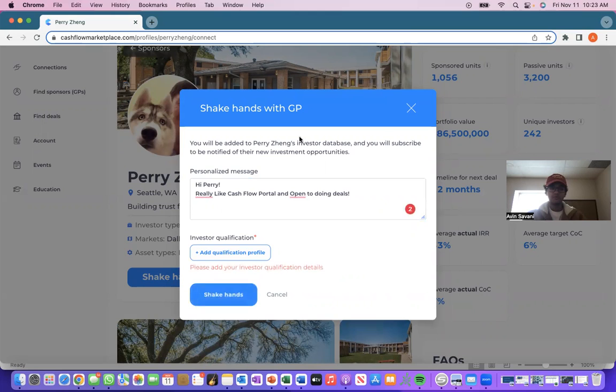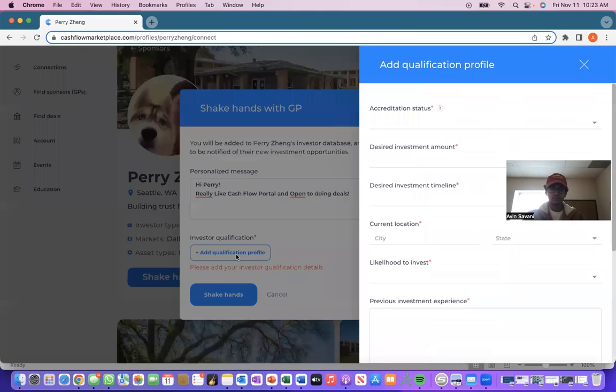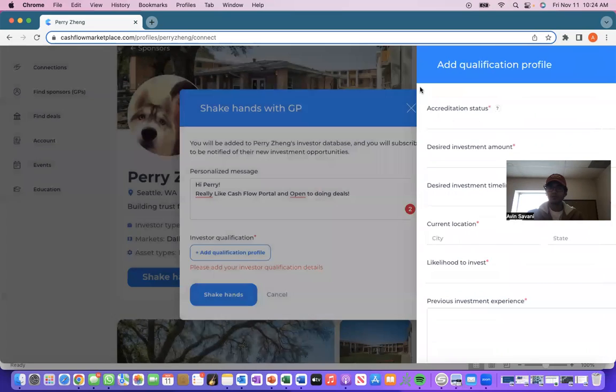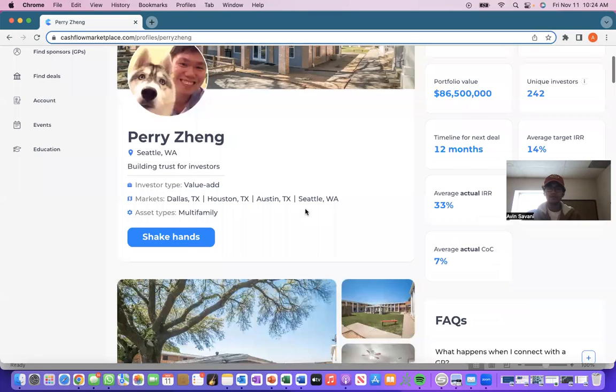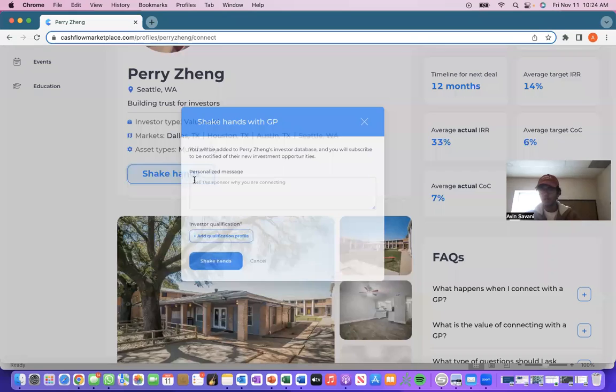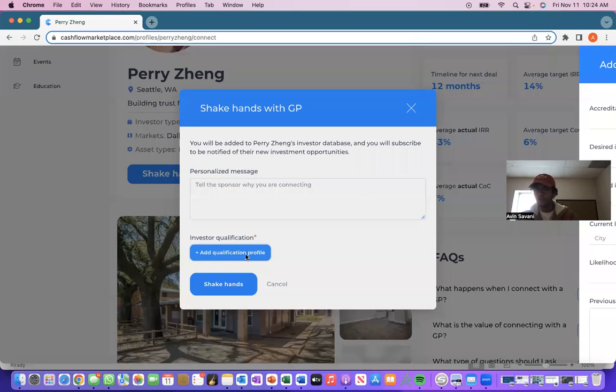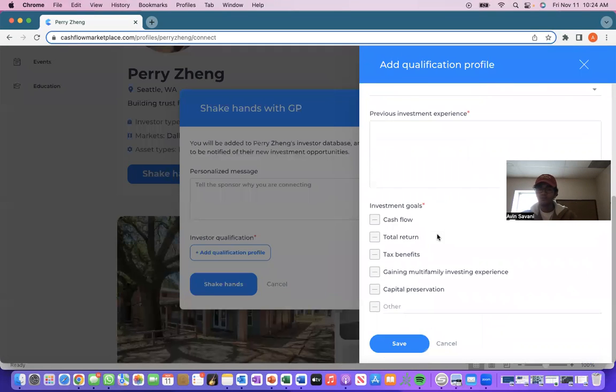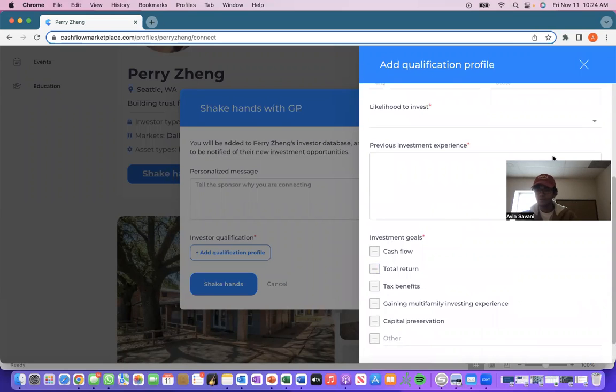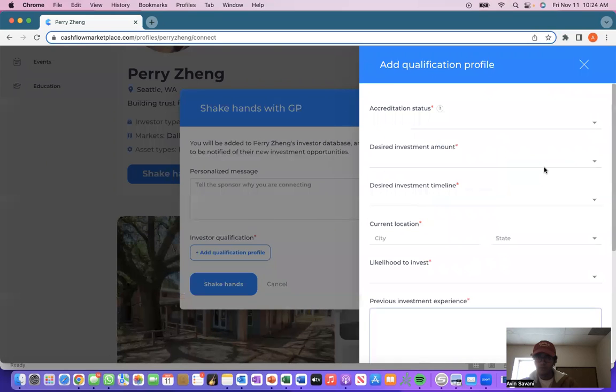So, oh, you have to go through all this. Okay. But all right, so that's how you shake hands. I guess shaking hands is not just a hi hello kind of thing. You're actually getting qualified. So this is how you get qualified, which is actually pretty cool. You add your qualification profile, whether you're accredited or not accredited.